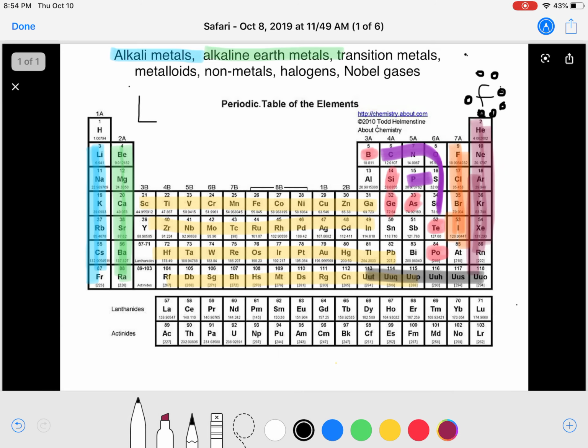Something like lithium, that only has one, it would be very, very easy to get rid of lithium's one electron, because it wants to get rid of it. So lithium would have a low ionization energy.